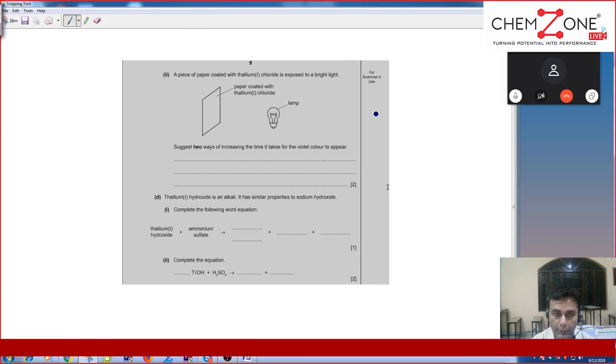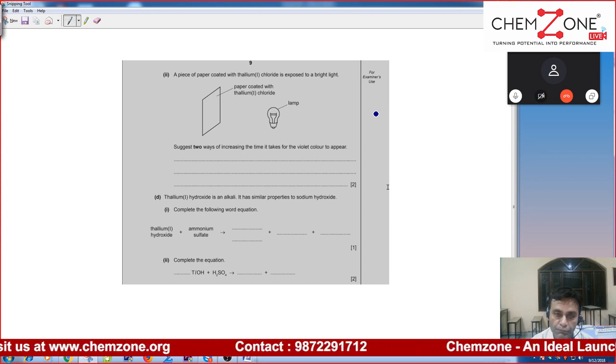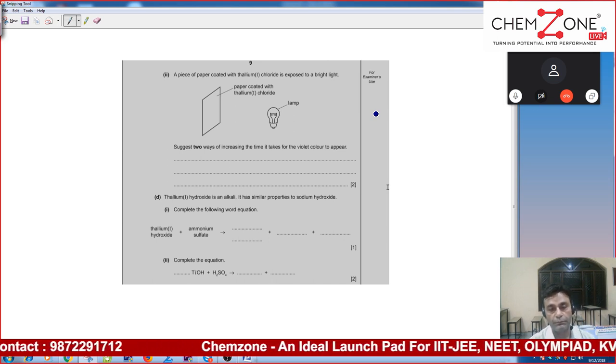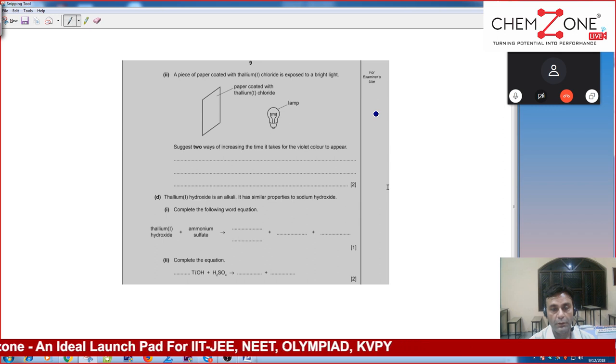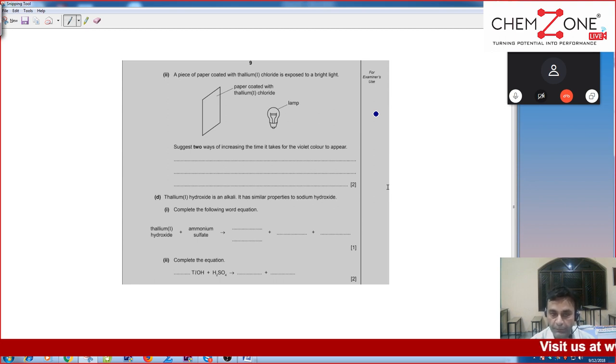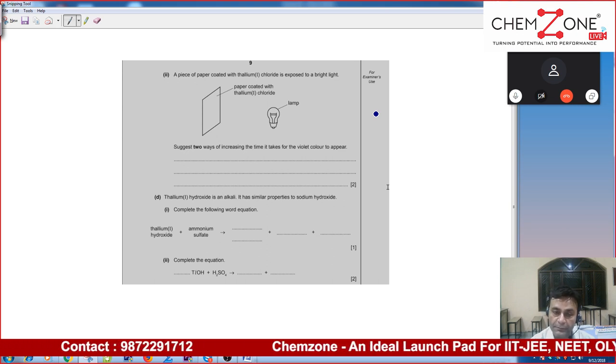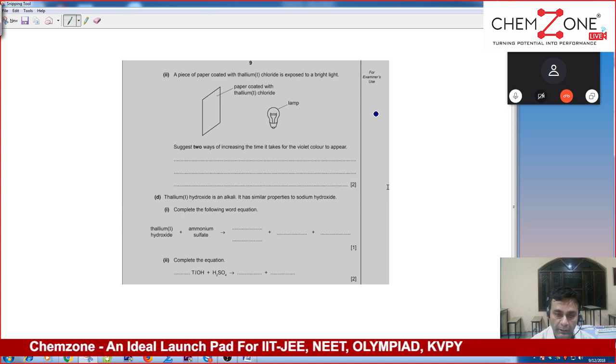A piece of paper coated with thallium chloride is exposed to bright light. Suggest two ways of increasing the time it takes for the violet color to appear. Okay, sir. What can be done? Basically, it's a photochemical reaction. What you can do is decrease the voltage, decrease the intensity of light. Another is you can increase the distance between the lamp and the paper.